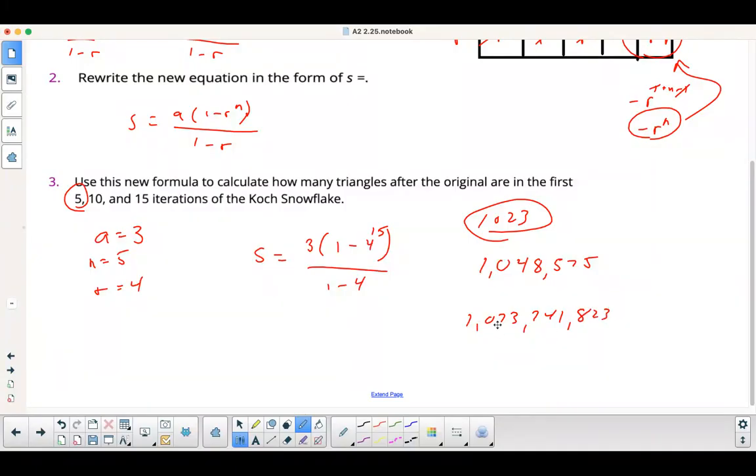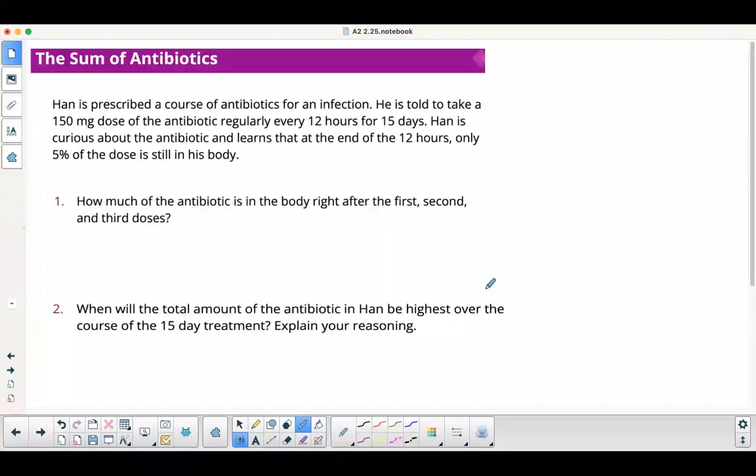So you get 1,073,741,823. So these would be your other answers there. That's how many total triangles you've added. All right, so let's take a look at this one.